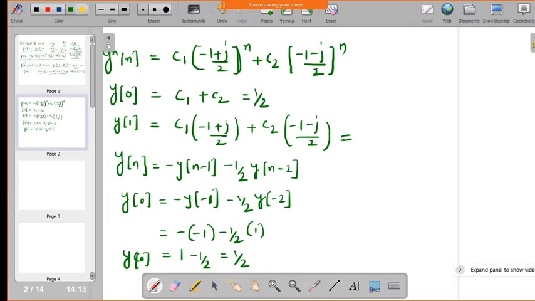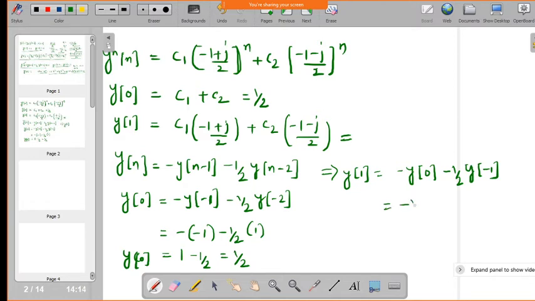So what is y of 1? If you put n equal to 1 here, you will get y of 1, which is nothing but minus y of 0 minus half into y of minus 1. Now what is y of 0? y of 0 is half. So minus half, into y of minus 1, which is minus 1. You will get minus half plus half, which is equal to 0. So y of 1 is equal to 0.